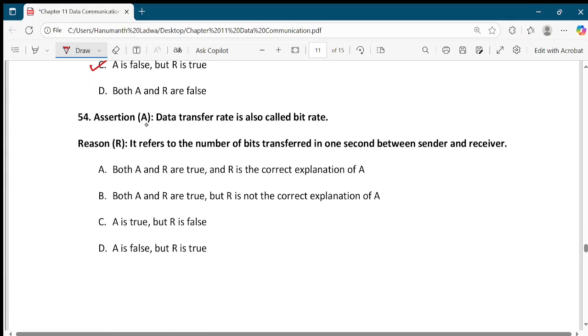Question number 54. Assertion A: Data transfer rate is also called bit rate. Yes, this is true. Reason R: It refers to the number of bits transferred in 1 second between sender and receiver. Yes, this statement is also true. Hence option A, both A and R are true and R is the correct explanation of A, is the right answer.